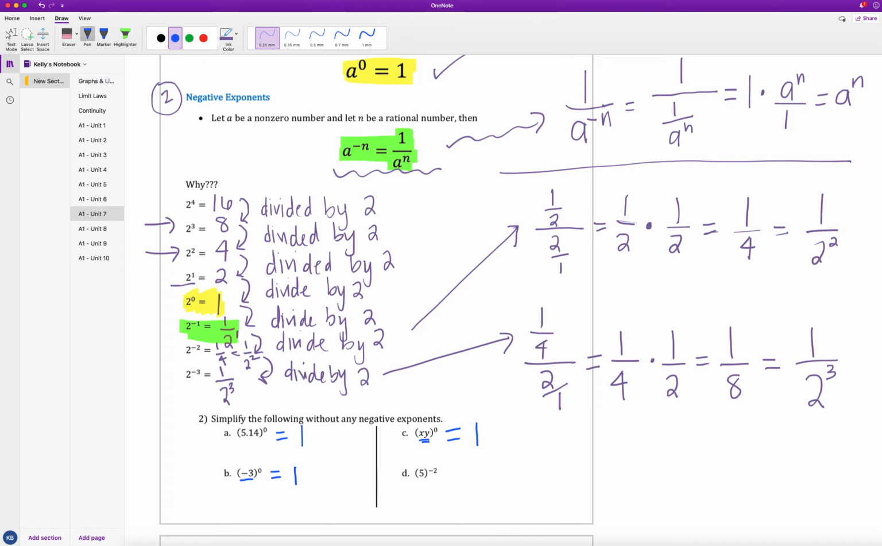Okay, let's look at example D. It says 5 to the negative second. So now we're going back to that negative exponent. We know by definition that if I want to write this without any negative exponents, since that's what the problem said, simplify the following without any negative exponents, the first thing I have to do is get rid of that negative exponent. And I can do that by rewriting this as 1 over 5 to the positive 2, because when we flip that exponent down to the denominator, it's going to become positive. We can keep simplifying this because 5 squared we know is 25, so our final answer will give us 1 over 25.